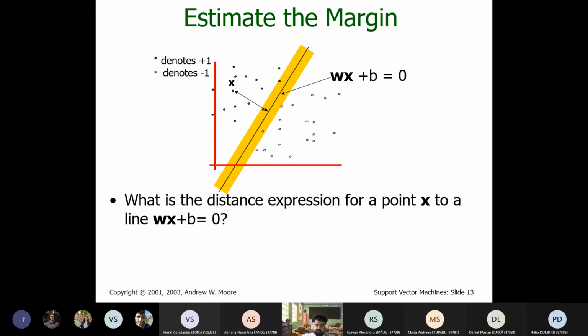And now let's see how to estimate the margin. So this will be the boundary between the two classes. It's the line that will give us wx plus b equal to 0. And now, if I want to evaluate the distance from point x to this line, do you remember how I can do this? To evaluate the distance from a point to a line, to a plane, to a surface, do you remember how you can do that?